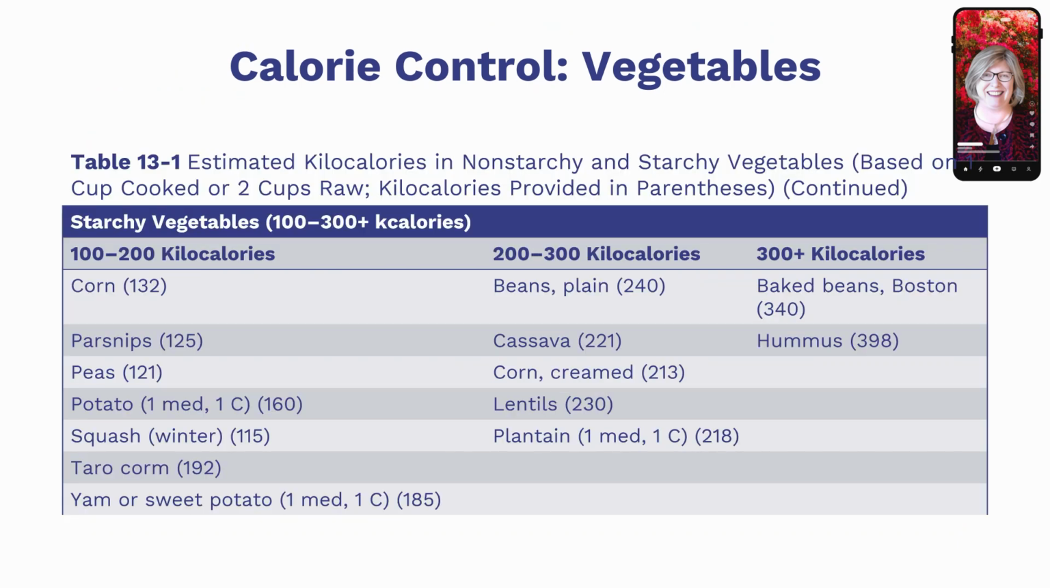Now let's talk about the starchy vegetables, and these would be 100 to 200 calories based on 1 cup cooked or 2 cups raw. So you start seeing a little bit more with corn, potatoes, winter squash as opposed to summer squash, sweet potatoes. Then in the 200 to 300 category, we are talking about beans, not green beans. These would be the starchy beans. Creamed corn, because there's more volume of corn there. Lentils. And then in the 300 plus category, we see baked beans and hummus.